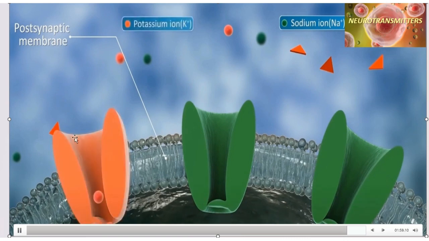And this is another gated ion which is opened, and the molecules or the ions which are present in the postsynaptic neuron are passed outside.